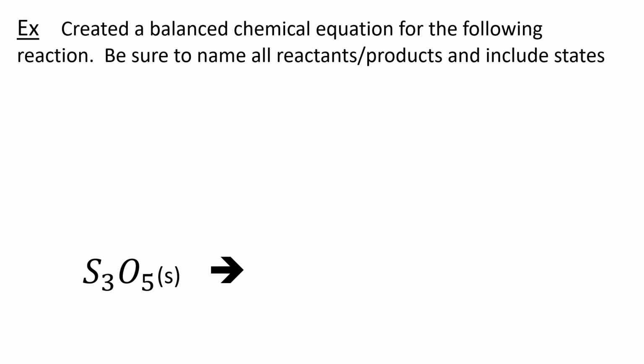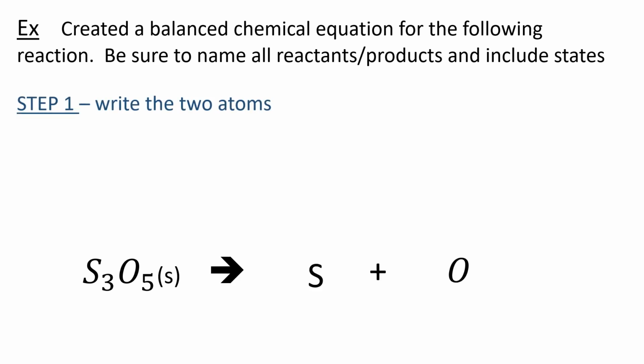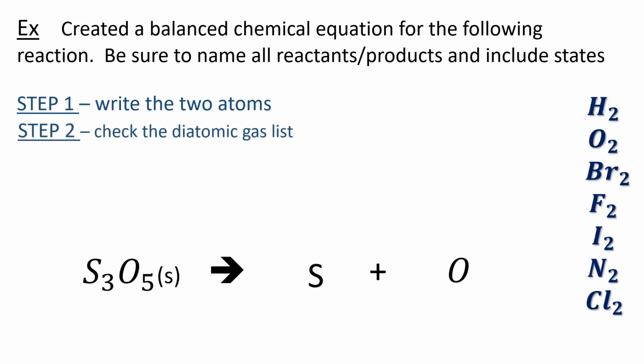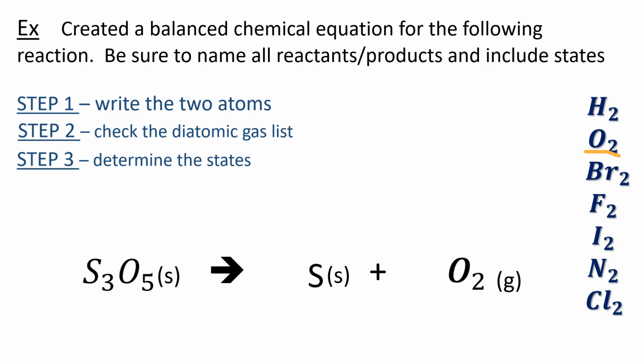If I was going to do this one, I would first write my 2 atoms, sulfur plus oxygen. Next thing I would do would be to check my diatomic gas list. And of course, oxygen's on the list, so we'll add a little 2 there. Then we're going to determine our states. Sulfur is a singular atom. It's going to be a solid. Oxygen is, of course, a gas. It's on the gas list.